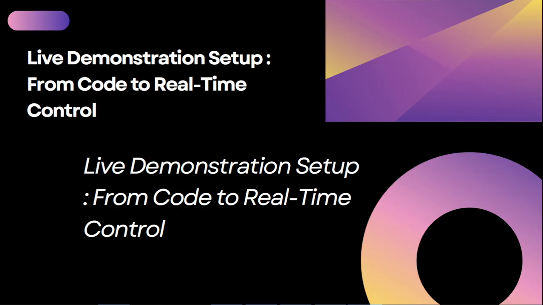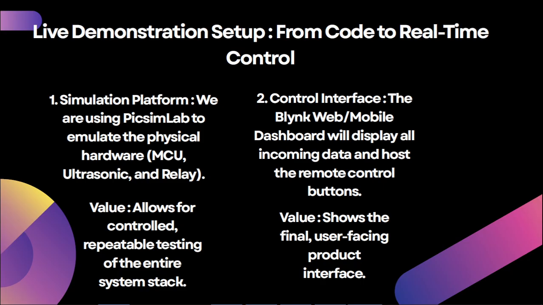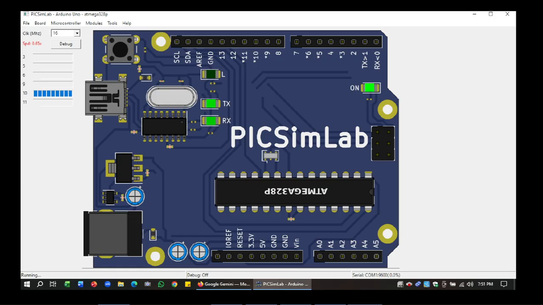In the live demonstration, we verify two key objectives. First is data integrity, monitoring the flow, and second is the bidirectional control flow. Here, as the simulation platform we use PICSimLab, as I have already told. And second, for the control interface, I have used the Blynk web, meaning the mobile app, to display all the incoming data and control the remote buttons.